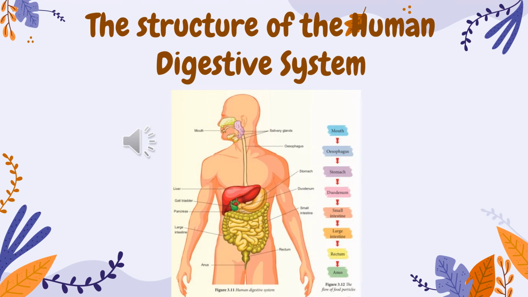What are the organs that are involved in the human digestive system? The human digestive system comprises a tube that is called the digestive tract and a few other organs such as the liver, gallbladder, and pancreas. The digestive tract is a long tube that begins in the mouth and ends at the anus.